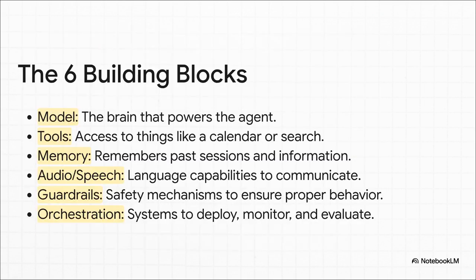All right, so how do we actually build this digital employee? Well, it all comes down to 6 key building blocks. First, you've got the model, that's the brain, like a GPT-4 or a Claude. Then you have the tools, which is just the equipment it needs to do its job, like getting access to a search engine or your calendar. Memory is crucial. That's how it remembers past conversations and what's going on. Audio and speech, well, that's its voice, how it communicates naturally. Then you have guardrails. Think of these like company policies that make sure it behaves properly. And finally, orchestration. This is like its performance management system, to monitor it and help it get better.